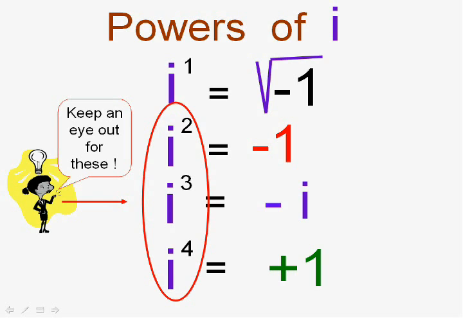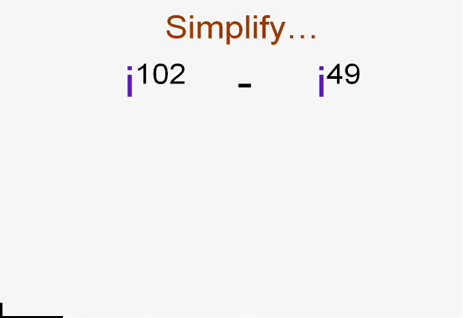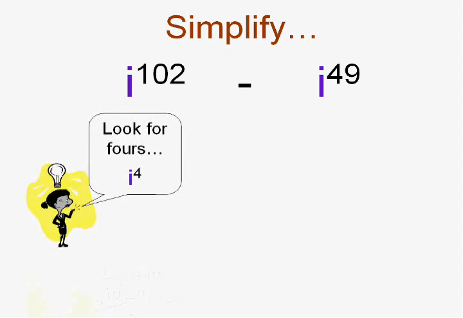Let's mix these facts with the rules of exponents. Let's play. Here we go. And I want you to simplify this expression. i to the 102nd minus i to the 49th. Well, are you pondering what I'm pondering? I always say look for 4s, because remember what i to the fourth is, 1. So anytime you have an i to the fourth or a factor of i to the fourth, you can throw it out.